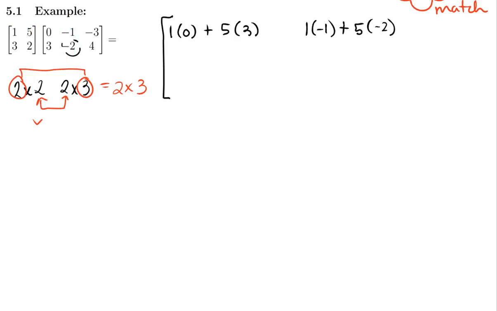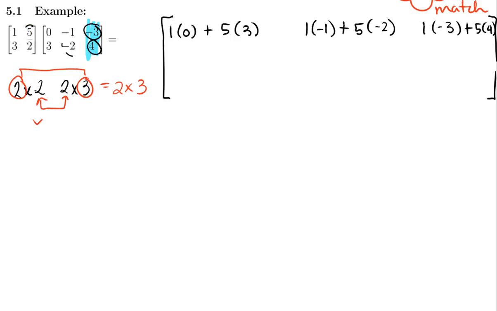Let's do the same thing for row 1, column 3. Okay, so our first two entries being multiplied together are the first entries for the row and the column. So we have 1 times -3 plus 5 times 4. And that would give us the row 1, column 3 entry.